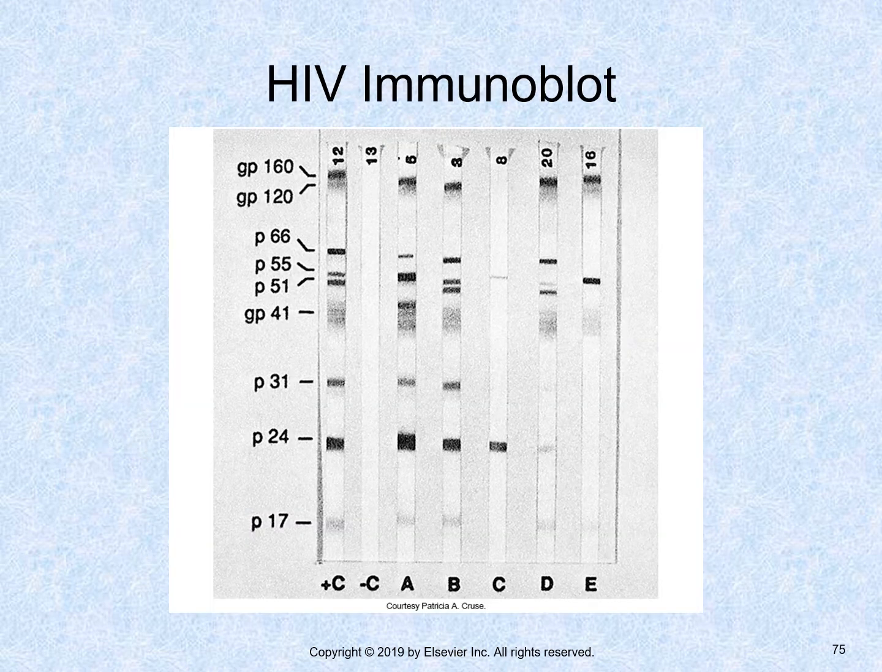This is an example of an HIV immunoblot. So the reactive protein bands appear as purplish lines across the strip. The higher molecular weight proteins appear at the top of the strip. Results are listed as negative, indeterminate, or positive based on the results on the strip.